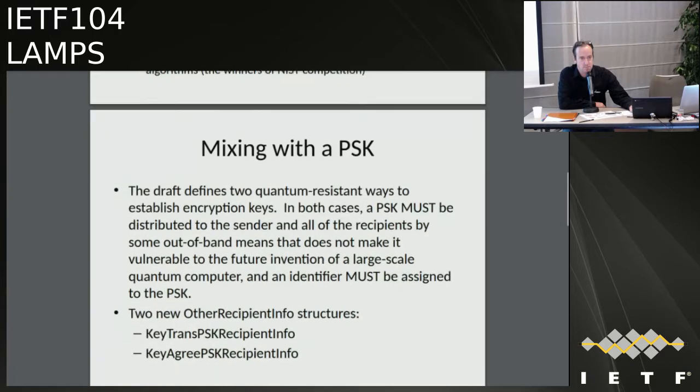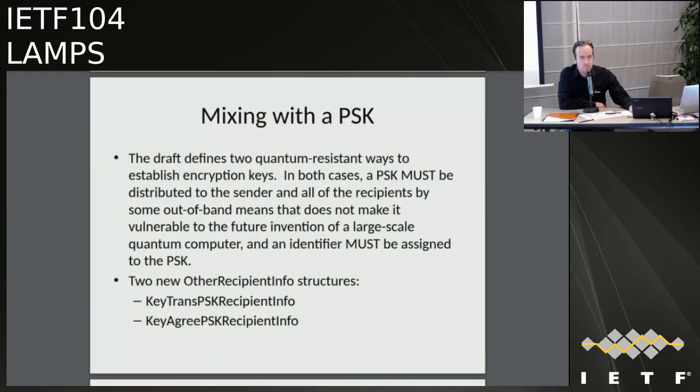Next. So basically what you do is you mix a PSK with a key that comes from one of the other approaches: key transport, meaning an RSA-like algorithm. So you mix a PSK with the key that's distributed under RSA. And key agreement, a Diffie-Hellman-like scheme, so the resulting shared secret gets mixed with the PSK to produce the resulting key. So there's a mechanism defined for each of those in the draft. Next.